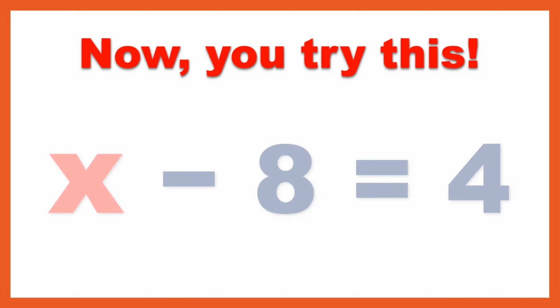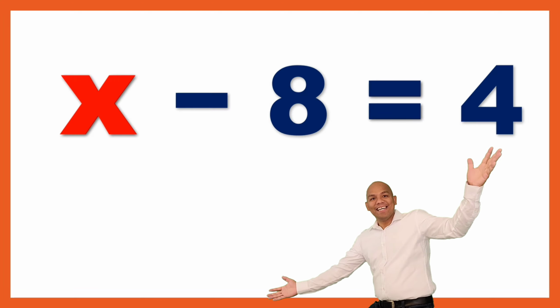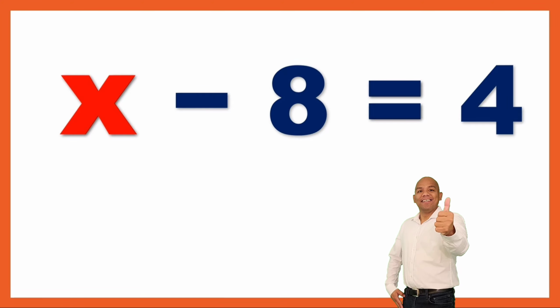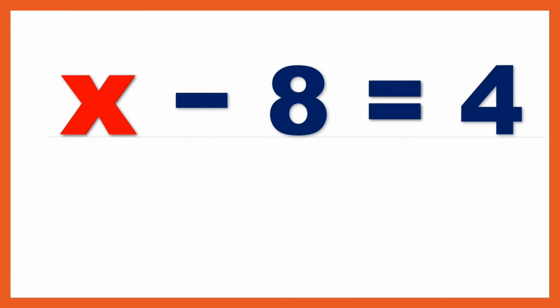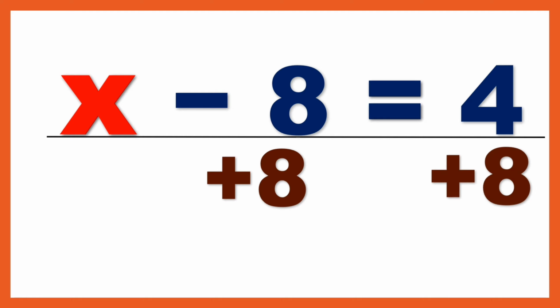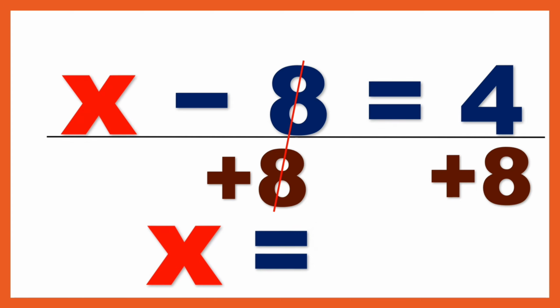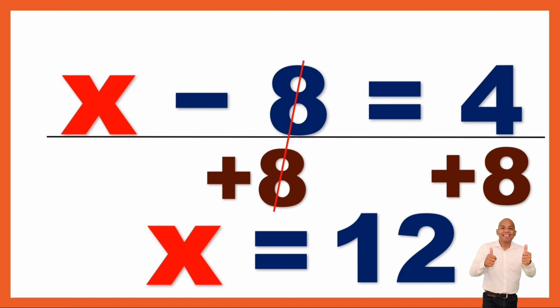Now you try this. X minus 8 equals 4. I'll give you time to answer this. Now let's begin. X minus 8 equals 4. We need to isolate x by adding 8 on both sides. That cancels 8 and leaves the x all by himself. Let's bring down the x, the equal sign, and the answer 4 plus 8, which is 12. Got it right.